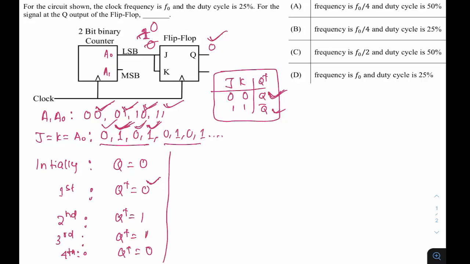So let us draw the waveform of Q, which will give us some more clarity. For that, you see here what is being given: the clock frequency is F0 and the duty cycle is 25%. So the on period is less than the off period. Otherwise, if it were equal, it would have been 50%. So let me draw a couple of cycles.